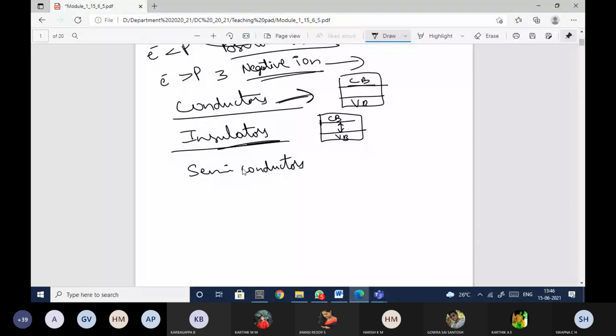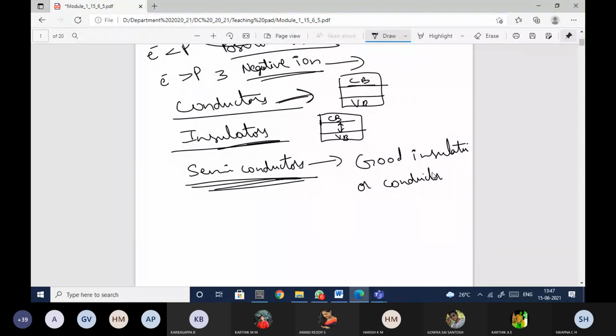Coming to the semiconductors, they are neither conductors nor insulators. It means that they have an ability to conduct when an additional electrical field is given. These semiconductors can be a good insulator, or they can be a conductor. They will act as an insulator in their purest form.